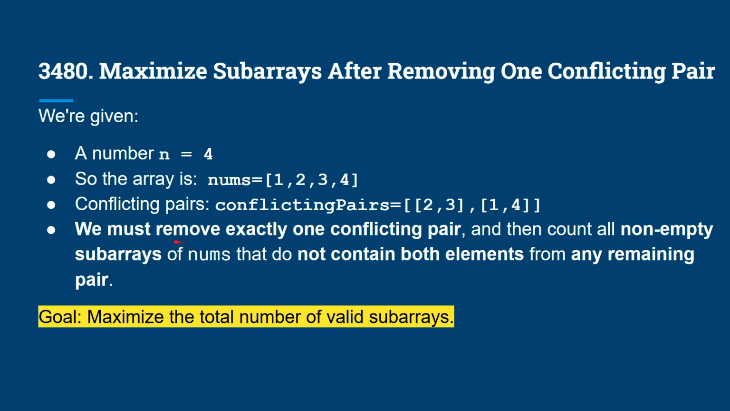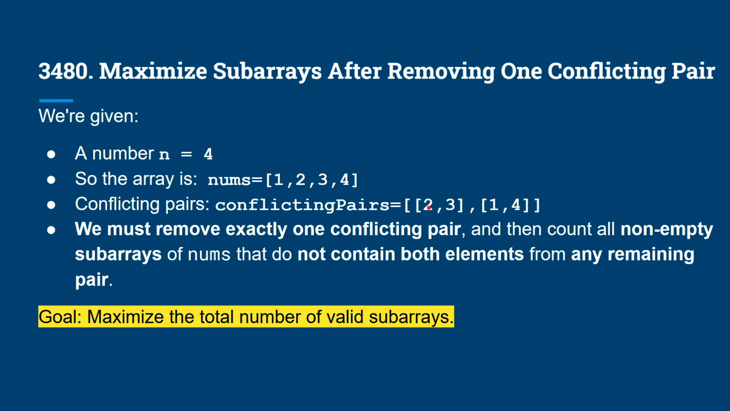So we must remove exactly one conflicting pair, and then we count all the non-empty subarrays of nums that do not contain both elements from any remaining pair. And what is our goal? Our goal is to maximize the total number of valid subarrays. Once we remove a pair, let's suppose 2 3 or 1 4, then we count all the subarrays that we can form from this array, and we check that these pairs should not be there.